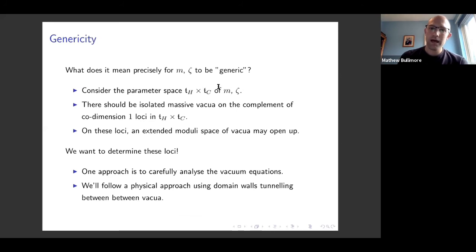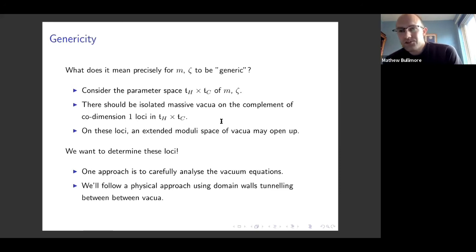So in particular, we have a parameter space of masses and FI's. And that's a vector space. It's given by the product of the Cartan subalgebras of the Higgs and the Coulomb flavor symmetry. And what we'd like to demand, this is our assumption, is that there are only isolated vacua basically almost everywhere in this space, except on perhaps some codimension 1 loci in that space where bad things happen and a moduli space opens up. And we'd like to determine exactly where these loci are.